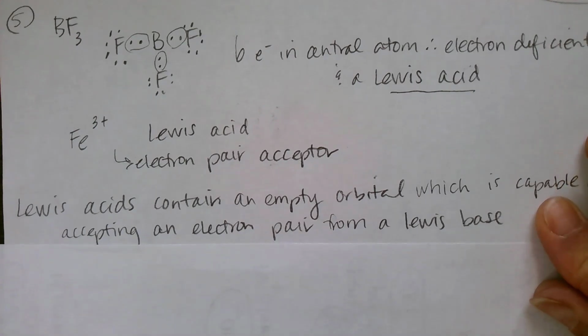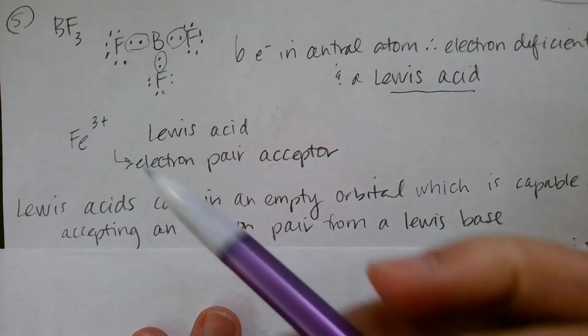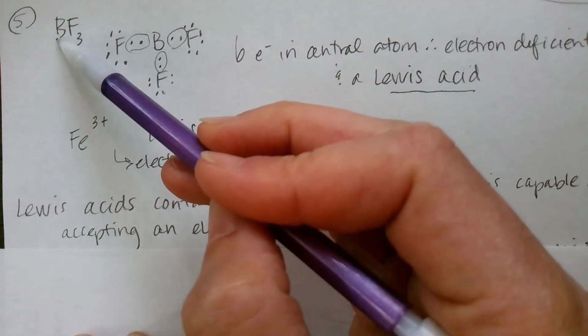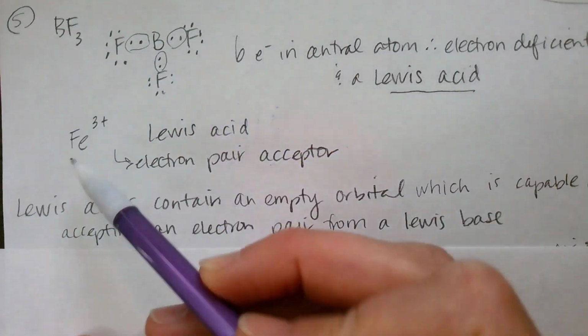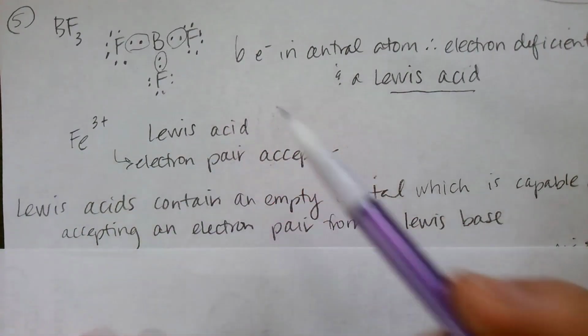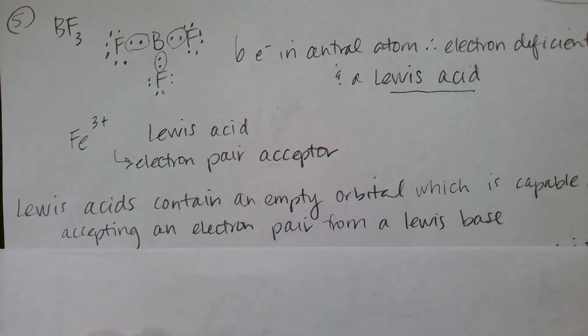Looking at number 5, we are looking at different species, and we're going to classify each of the following as a Lewis acid, Lewis base, neither, or both. So our first two, BF3, boron trifluoride, I just drew it out, and Fe3+. Both of these are Lewis acids.